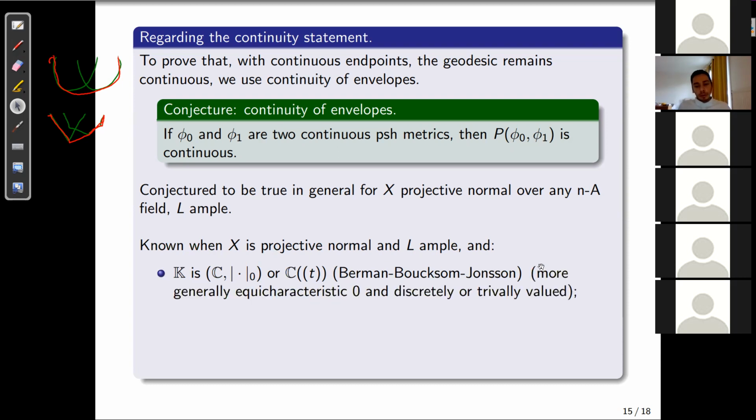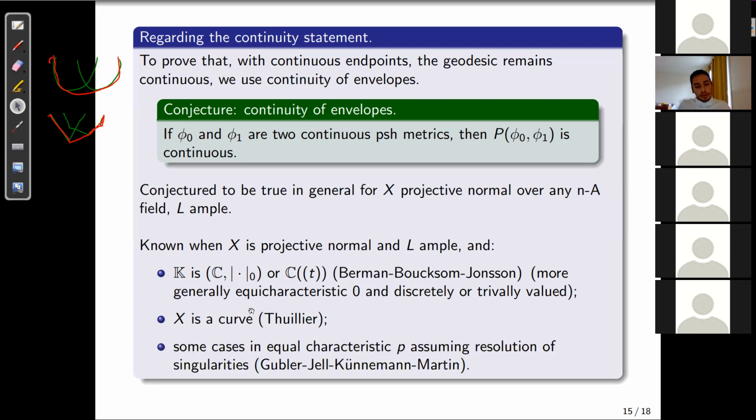So a more technical statement is that this is true in more generality over a field of equal characteristic 0, which has a discrete or trivial value group, which includes these cases. Furthermore, by the work of Trillier, we know that this is true in general when X is a curve, and in equal characteristic p, we know that it's true in some cases, assuming resolution of singularities in characteristic p, which is another thing.